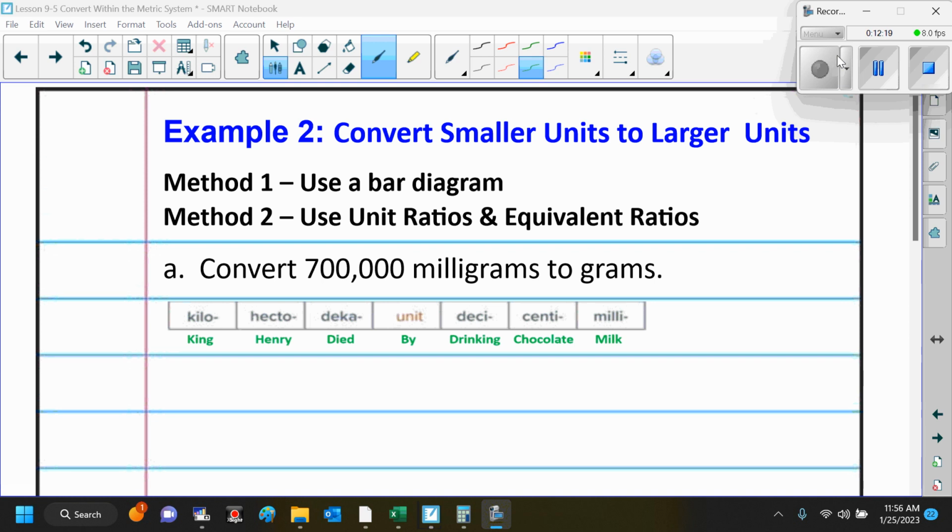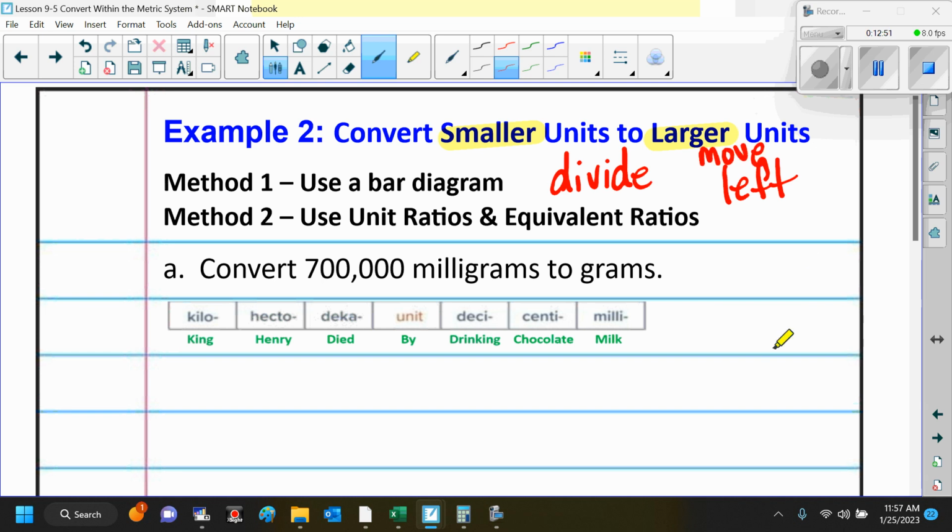Example 2 is converting smaller units to larger units. So here, we're going from smaller to larger. If I'm going from smaller to larger, am I multiplying or dividing? Divide. Very good. And if I'm dividing, which way am I moving the decimal? To the left. If we divide, we move the decimal to the left.